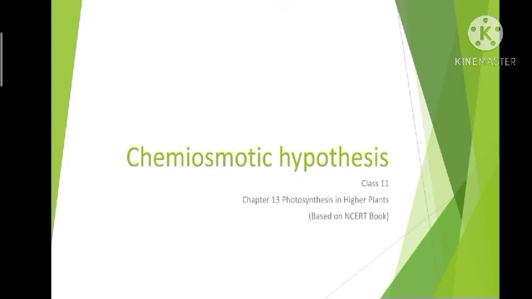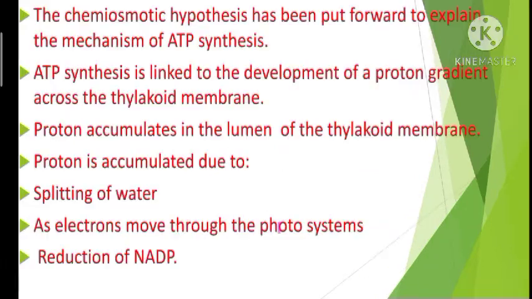In ATP synthesis, hydrogen ions will be moving across the thylakoid membrane from the lumen of the thylakoid to the stroma of the chloroplast. So we can say ATP synthesis occurs by the chemiosmotic hypothesis. The chemiosmotic hypothesis has been put forward to explain the mechanism of ATP synthesis. This ATP synthesis is linked to the development of a proton gradient across the thylakoid membrane.